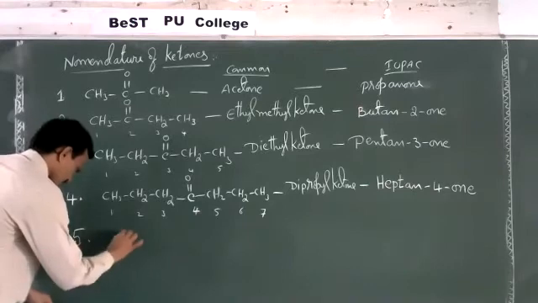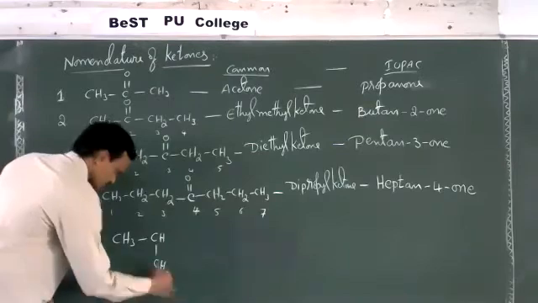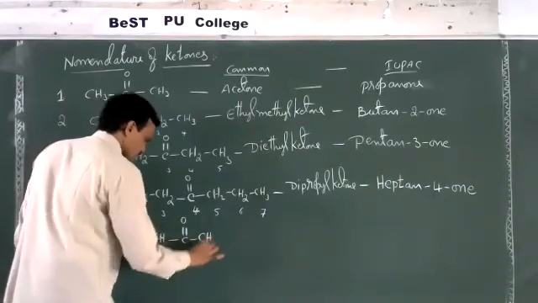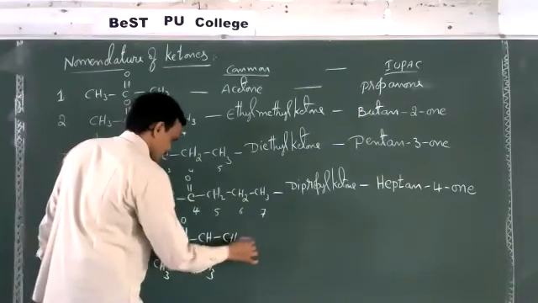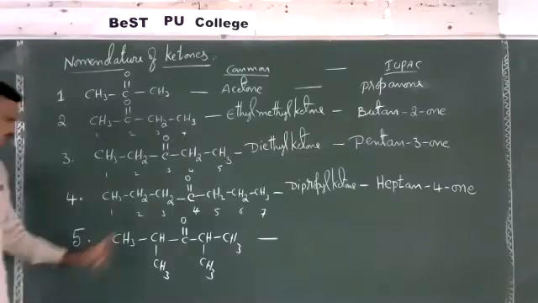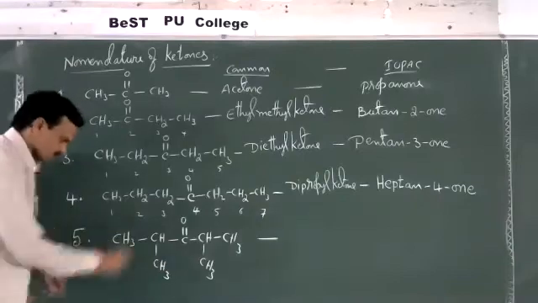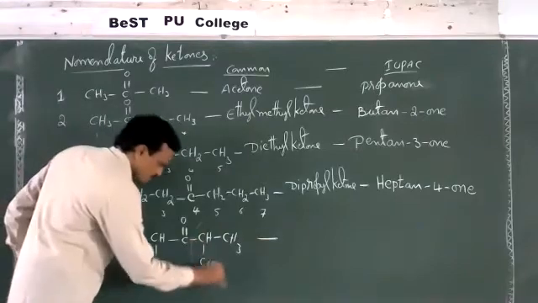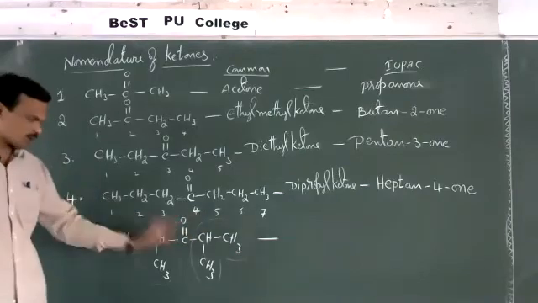Next, one more example. CH3CH(CH3)COCH(CH3)CH3. Now see this compound. Here also the two alkyl groups present on both sides of the carbonyl group are the same. What is the name of this group? This is nothing but isopropyl, and the name of this group is also isopropyl. So there are two isopropyl groups bonded to the carbonyl group.